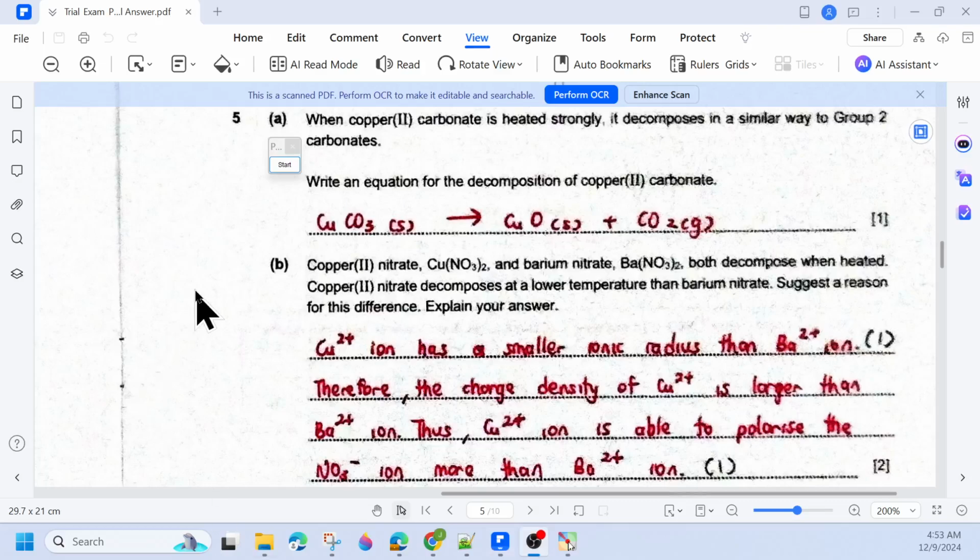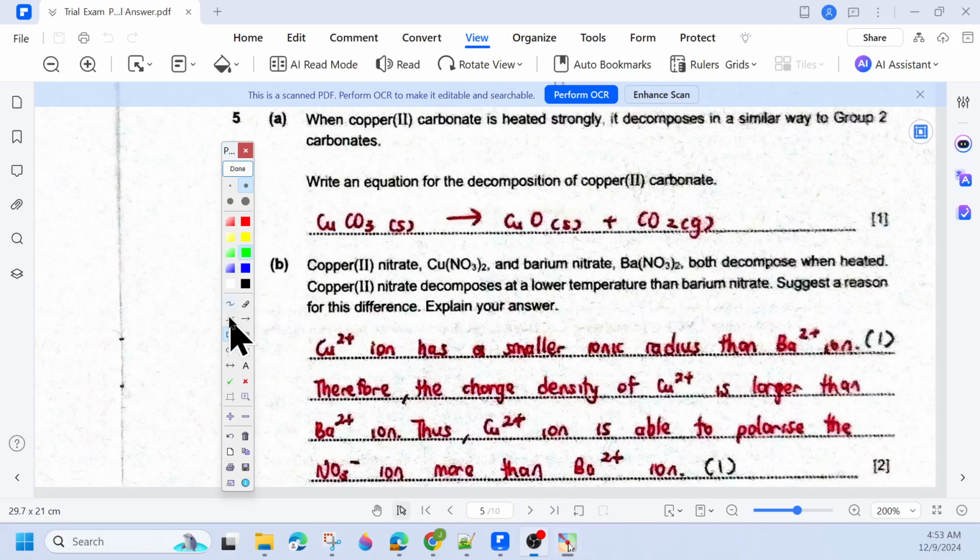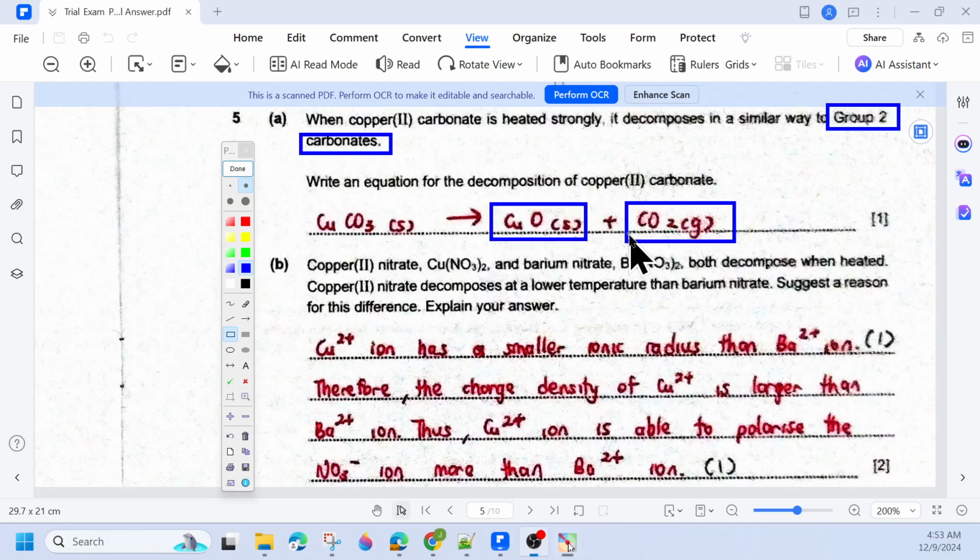Okay, now let us talk about question 5. For the first one, A, the hint that they actually gave you lies around right here: decomposes similar to group 2 carbonates. So therefore, what you're going to form is the metal oxide, and then you're going to form the carbon dioxide. So the whole of this equation, 1 mark.